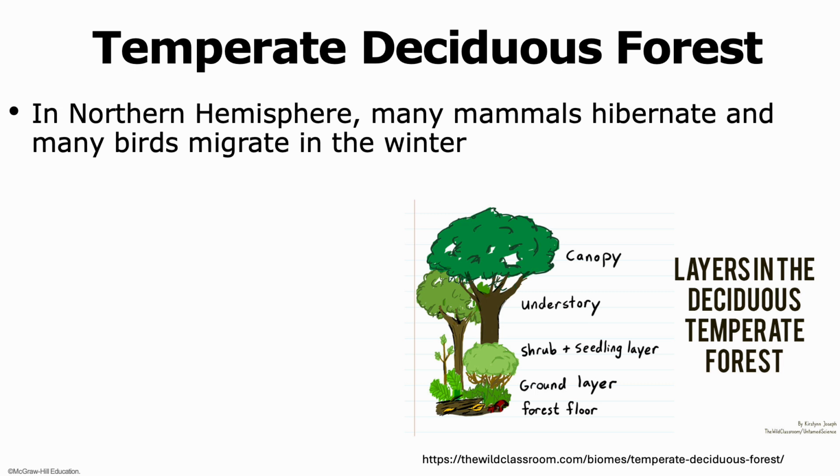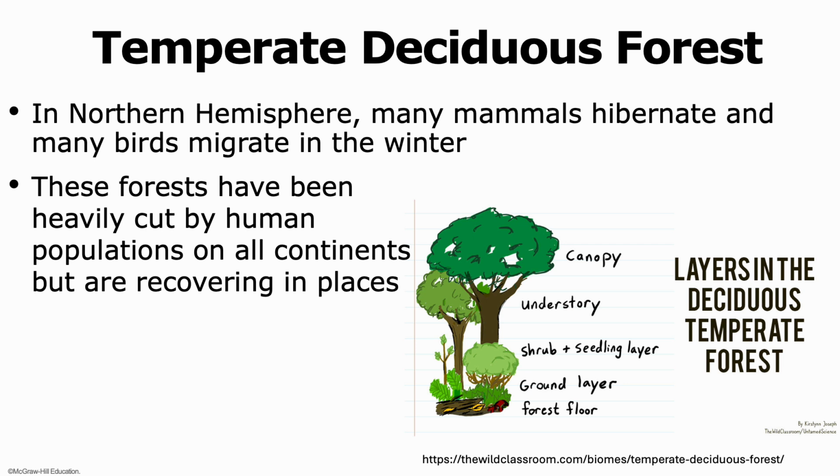In the temperate deciduous forest present in the northern hemisphere, many mammals tend to hibernate during the winter, and many birds tend to migrate. The temperate deciduous forests have been heavily cut by humans on all continents, but in some places they are recovering because of conservation efforts.